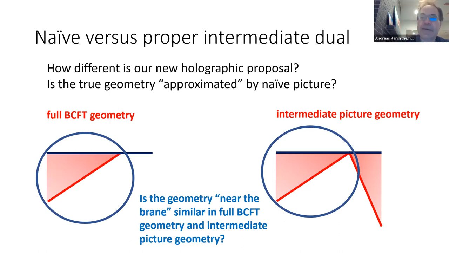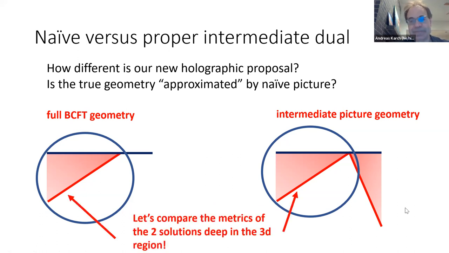What I was about to say is trying to understand how different this is from what we had. In the full BCFT geometry, I have this brane, and I want to say the intermediate picture lives on this brane. Now I'm telling you the true intermediate picture involves this geometry, which has a second brane, but maybe I don't care. Maybe the geometry near this brane, near this 3D region where space ends, is similar in the full BCFT and in the intermediate picture dual. And then I can forget about this entire story and just happily do what I did before.